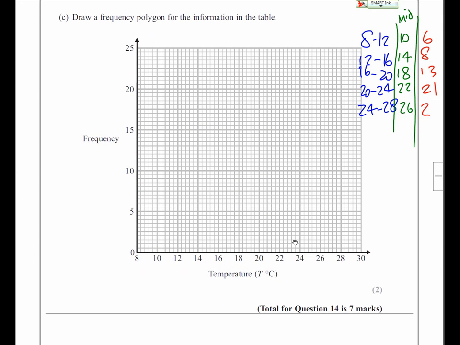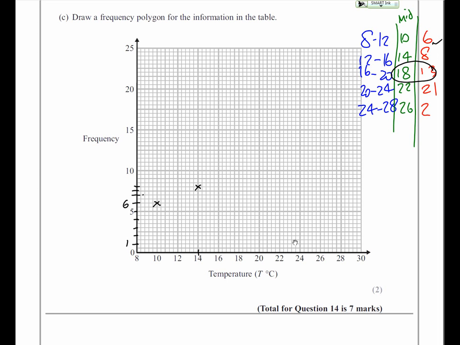Draw the frequency polygon. So we go from the midpoint to the frequency, which is already ready for you. You just have to figure out the scale. The scale is 2 little squares go up by 1. You can figure that out by thinking how many to get up to 5. So we want to go up to 6 for the first one, middle 10, so 10, 6, put a cross. 14, 8, put a cross at 8. Done that one. Next one done.